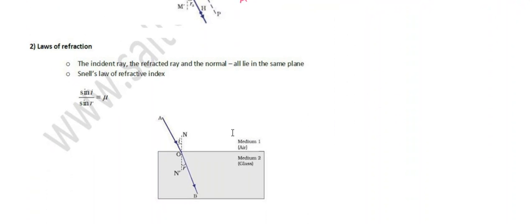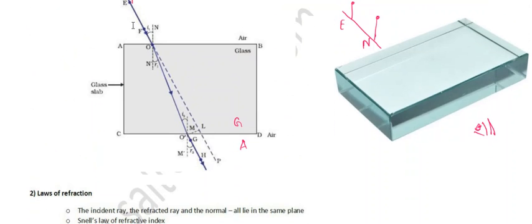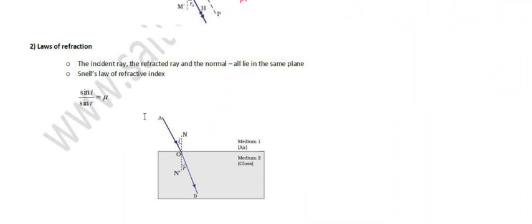So we can measure the angle, is it not? So what is the angle of incidence? I1, the angle of incidence of the first refraction. The angle of refraction of the first refraction is R1. Similarly, I2, R2. Are you able to follow?